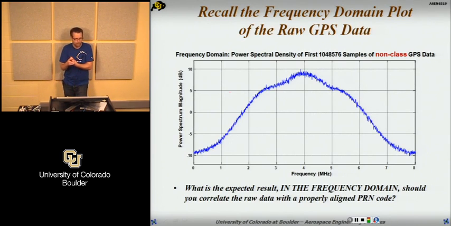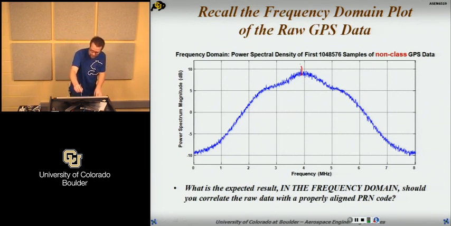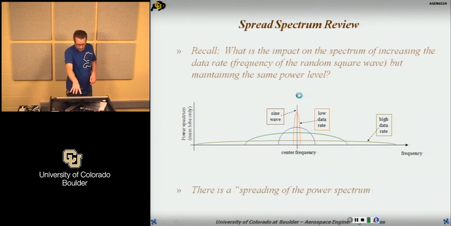What do you expect would happen? Any suggestions? Correlation gain on the signal, so it should be popping up above the noise floor. Exactly. So we basically expect a peak in here, right? It's going to be off a little bit depending on that. And if we go back and look at what the spectrum looks like for different signals.